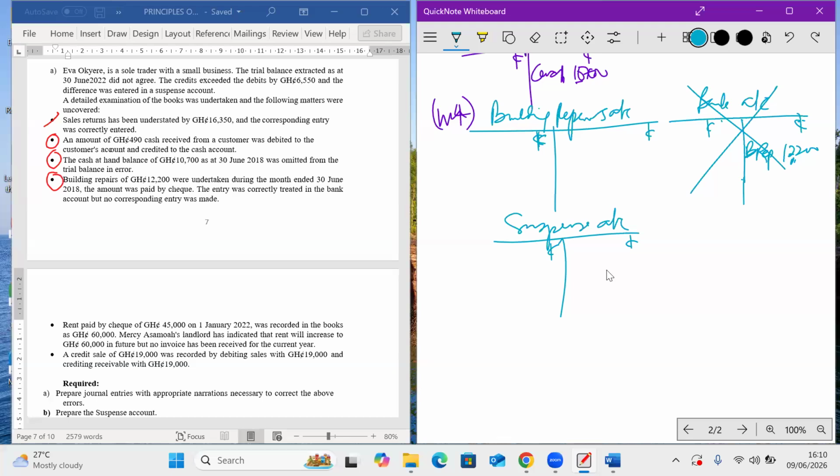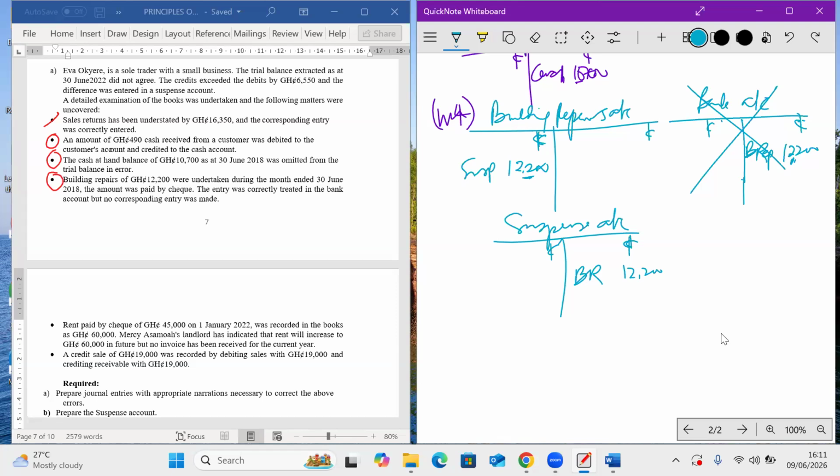Now, in correcting it, we will ask ourselves: in the building repairs account, which side do we need the 12,200? The debit side. So I write here 12,200. If it's on the debit side in the building repairs, in the suspense account, where will it be? The credit side. This 12,200 in the building repairs account, where is it coming from? Suspense. Is it difficult? No. Practice. You have a short time, practice.